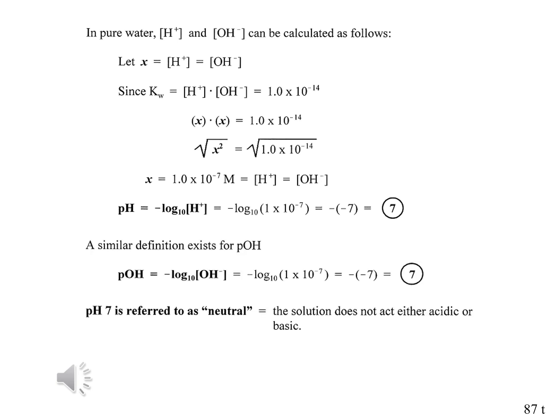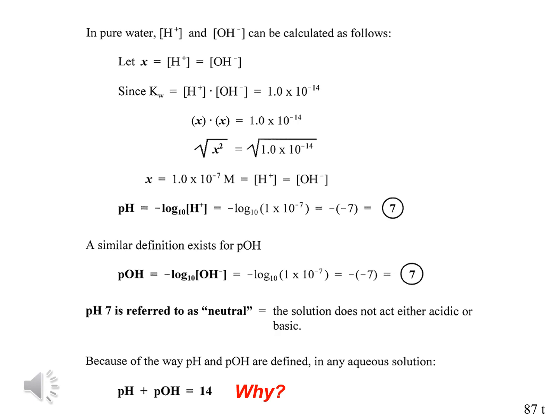There's also a pOH. If you take minus the log of OH, it's equal to the H plus in pure water, so the pOH is also 7. When you have a solution where the pH and the pOH are both 7 and they both have a concentration of 1 times 10 to the minus 7 molar, that is what's called neutral. The solution doesn't act like either an acid or a base.